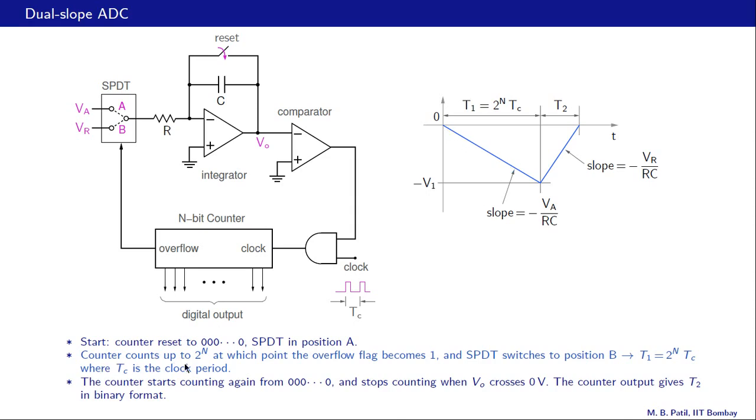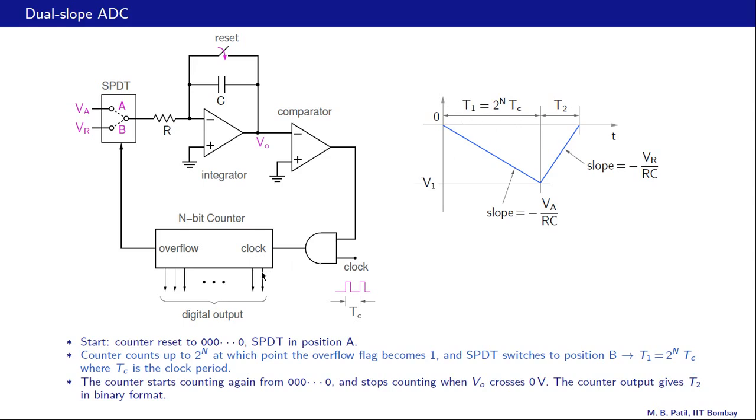The counter counts up to 2 raised to n, at which point the overflow flag becomes 1. That is this point here. And at this point the SPDT switches to position B, and that control of course comes from this overflow flag. So after this we have VI equal to VR. Alright, now let us figure out what T1 should be. We know that there are 2 raised to n clock cycles in this interval, and therefore if Tc is the clock period, T1 is 2 raised to n times Tc.